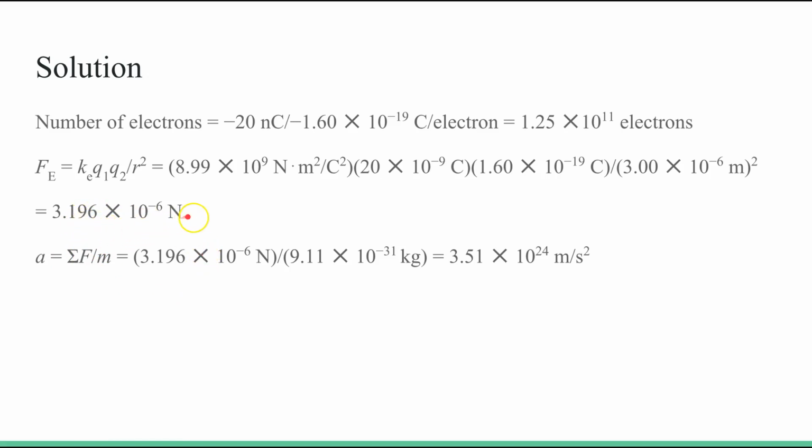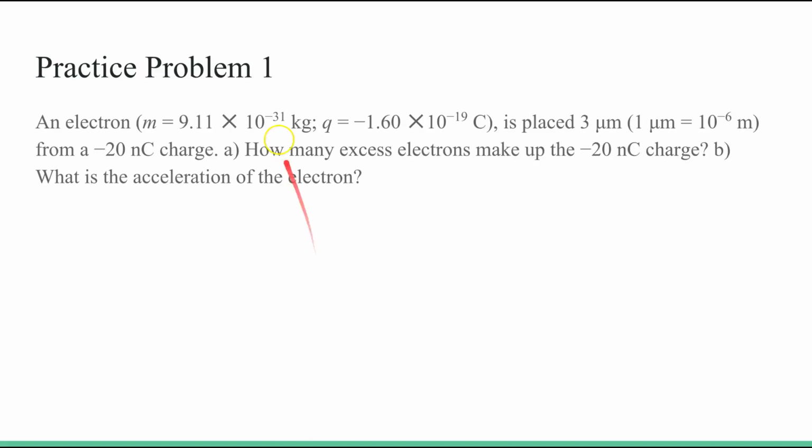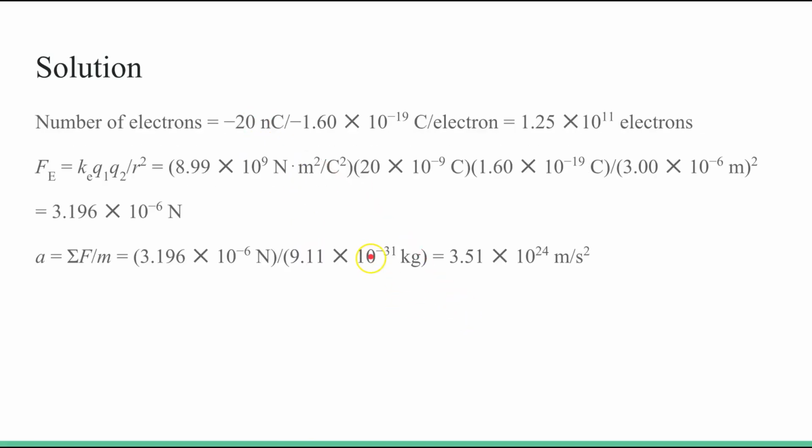And you might have noticed we didn't put gravity, but our next example will tell you exactly why. So since this is our net force, you divide by the electron mass, which I give you over here. You substitute that in, and you get 3.51 times 10 to the 24th meters per second squared. So that's a massive acceleration.